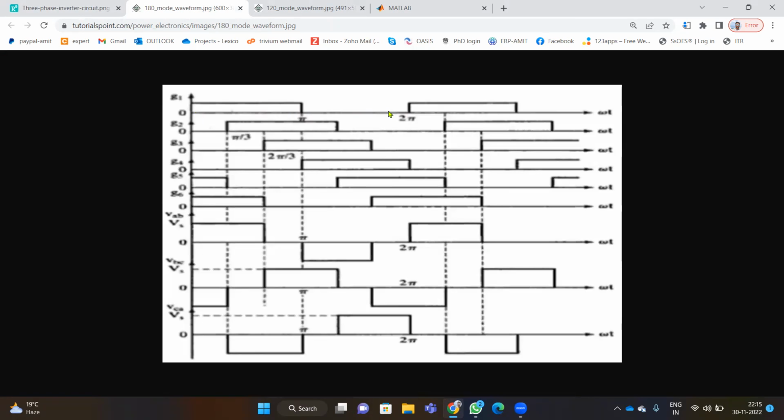Now the advantage in 180-degree mode is that at any instant, let's say between 120 degrees to 180 degrees, we have three switches working every time. So in this first case, S1 is working, S2 is working, S3 is working. If we take this initial instant, then S1, S5 and S6 are working. At this particular instant, S2, S3, and S4 are working. So likewise, for every 60-degree span, we have three switches working in 180-degree mode.